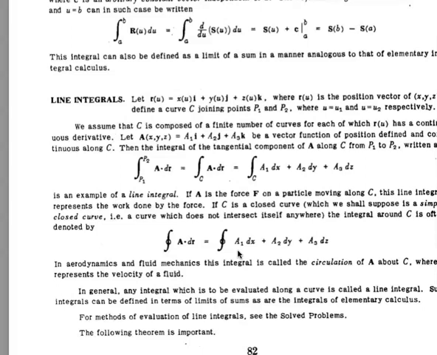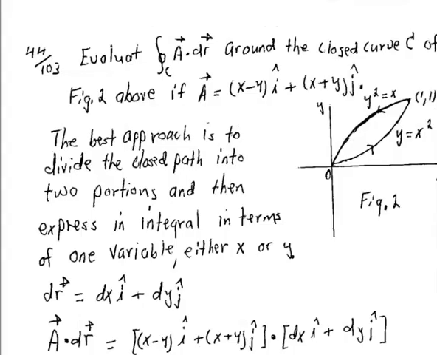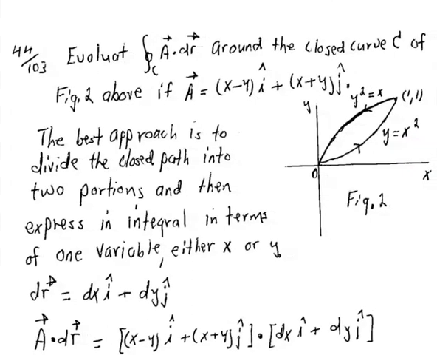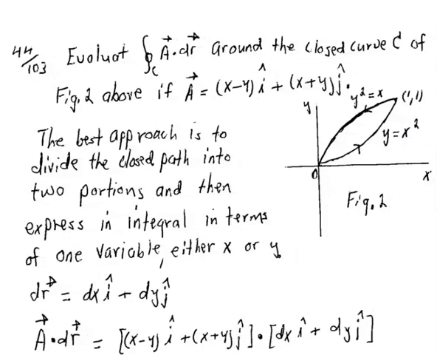Now, I'm going to illustrate this with one of your homework problems, and that's 44 on page 43. I'm also going to give some comments about problem 43. So here's my rendition of problem 44. Learn this problem. Learn how to do it. The author says evaluate, sorry that the E is missing, this integral over the closed path of A dot dr around the closed curve C of figure 2.